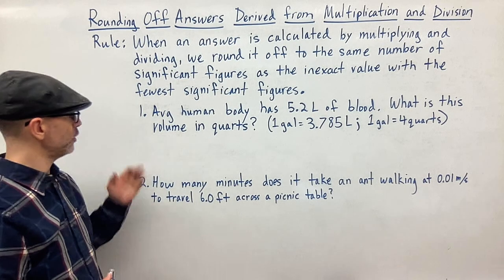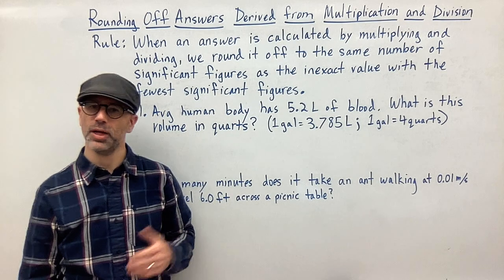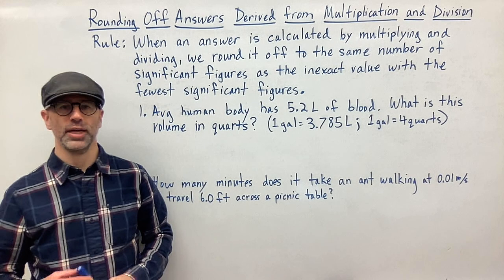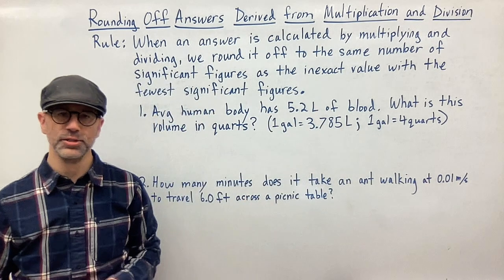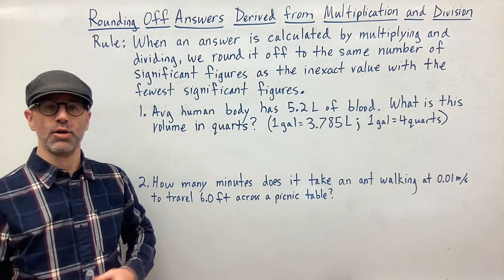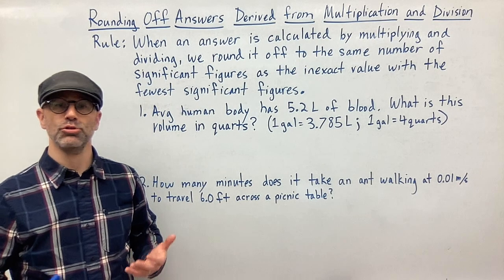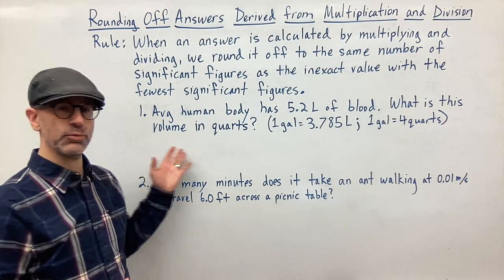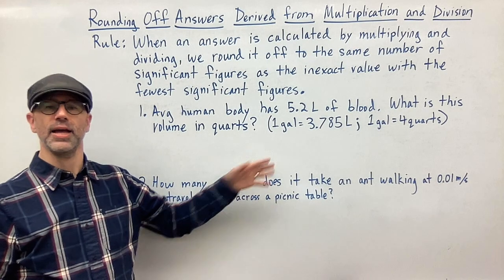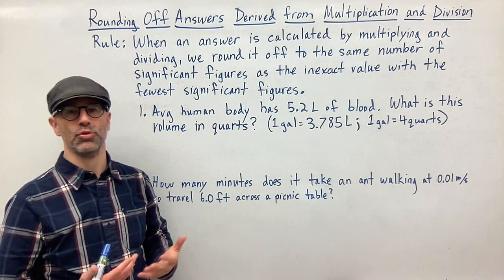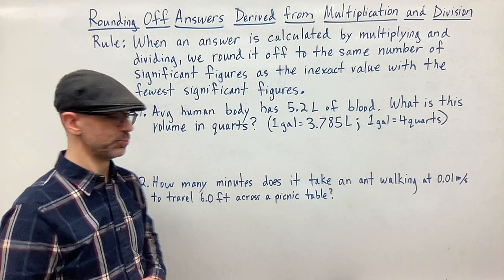So in the first example, we're told that the average human body has 5.2 liters of blood. What is that volume in quarts? And so here we're given a couple of conversion factors. We're going to use our conversion factors to convert the 5.2 liters of blood to quarts. So that's the first thing. We need to do our conversion, and then at the end of the conversion, we calculate our answer, and then we have to figure out what number of digits we are allowed to round to.